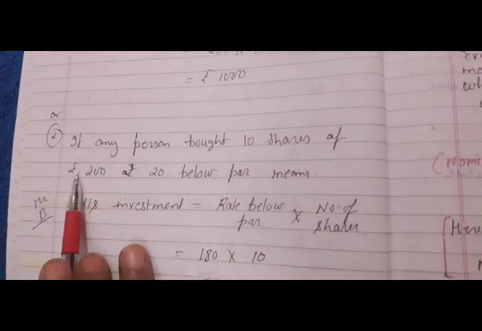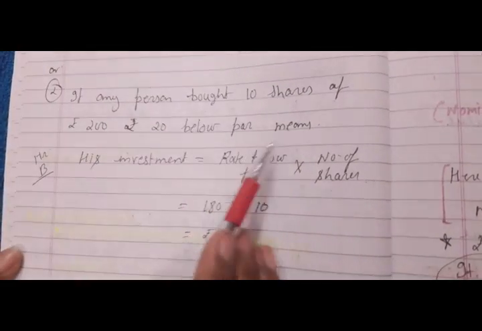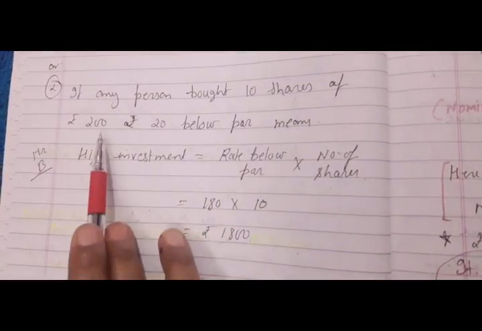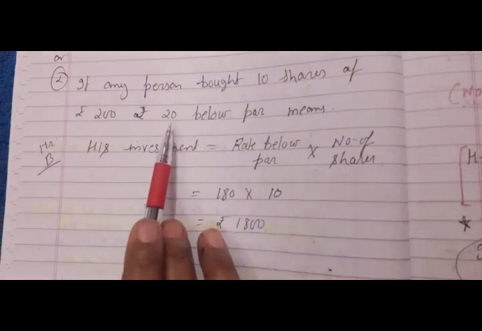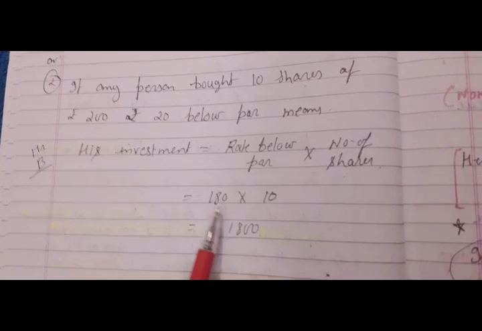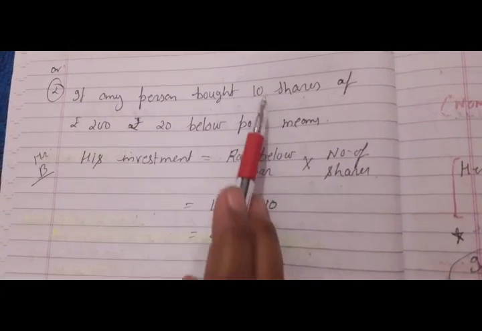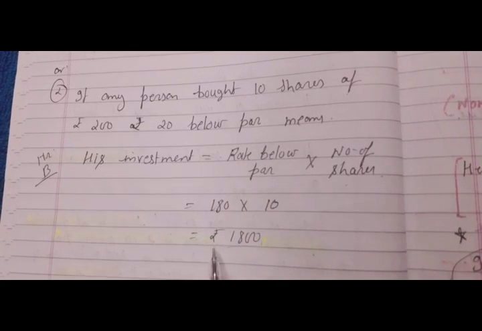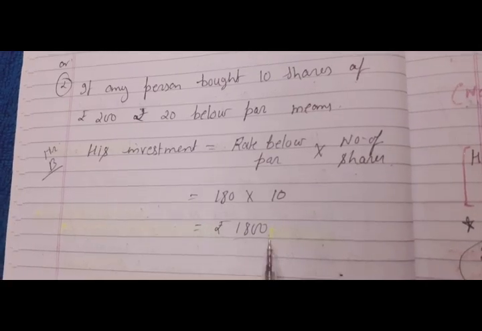Second example, if any person bought 10 shares of rupees 200 at rupees 20 below par, what does that mean? The face value, meaning the original value of the share, is 200, but he wants to buy it at rupees 180, so it is below par, so it is 180. And how many shares does he want to buy? 10 shares. So his investment will be rupees 180 into 10, that is rupees 1800.